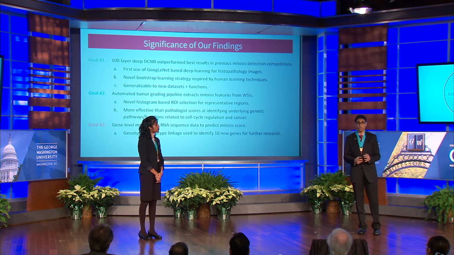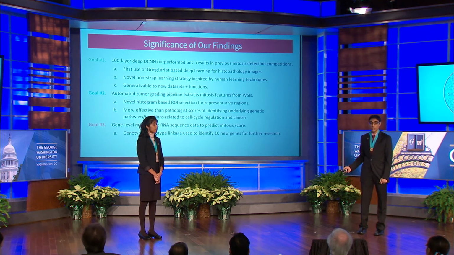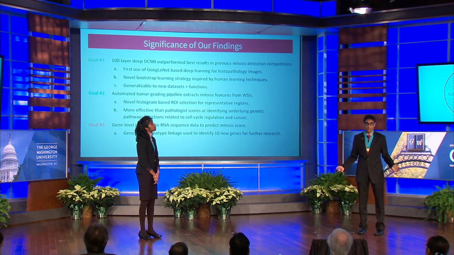To recap, we developed a deep learning-based mitosis detection algorithm that outperforms the best results inside previous competitions. And we did this through harnessing the power of deep learning, as well as developing a novel bootstrap learning strategy that's able to deal with extreme class imbalance. Ultimately, our methods were able to generalize to other datasets without losing performance. We also developed an automated tumor grading pipeline that's predictive of pathologist scores and is even more effective than pathologist scores at identifying the underlying genetic mechanisms behind tumor proliferation. We use these to build a gene-level model and we use this gene-level model to find 10 new genes that we hope future research will investigate.